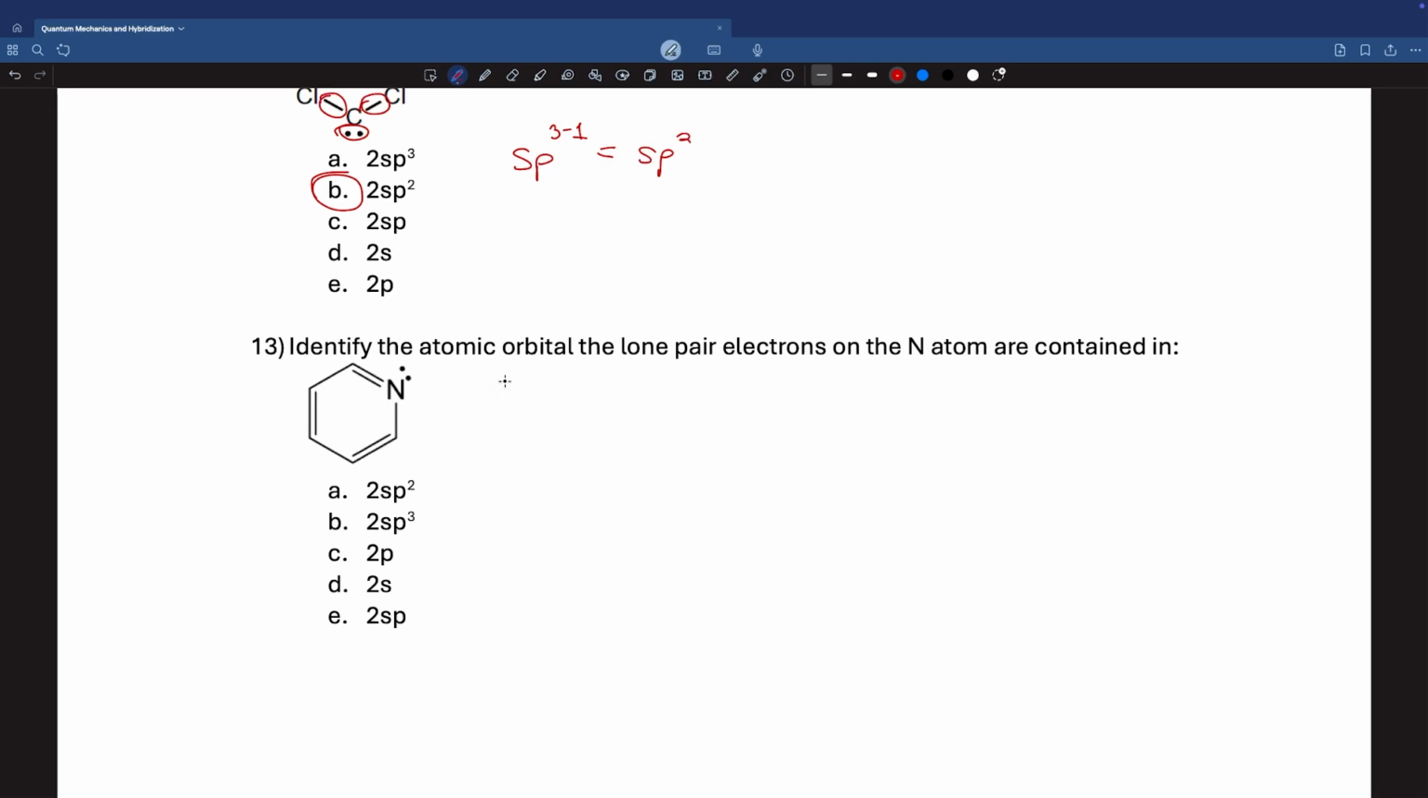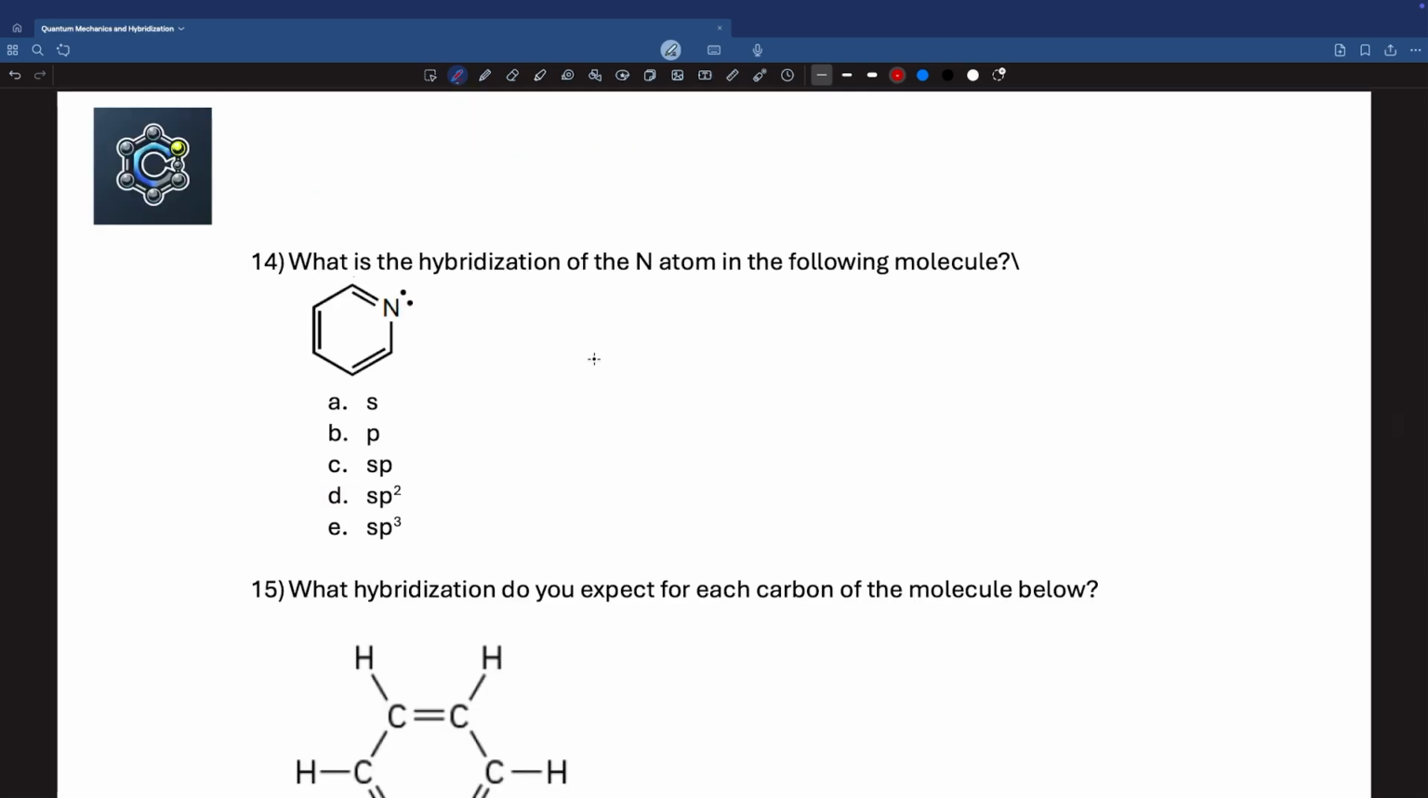The next question is very similar. If we count how many regions this nitrogen has, we'll figure out that we have 3 regions. And so if we use our formula, 3 minus 1, sp2 hybridized, the only valid answer choice is A, sp2 hybridized. The next question is asking us a very similar question. And so if we were to count the regions again, we would figure out that we have 3 regions.